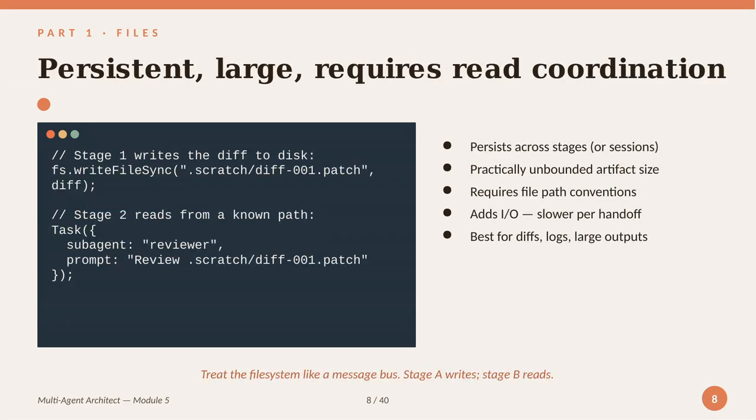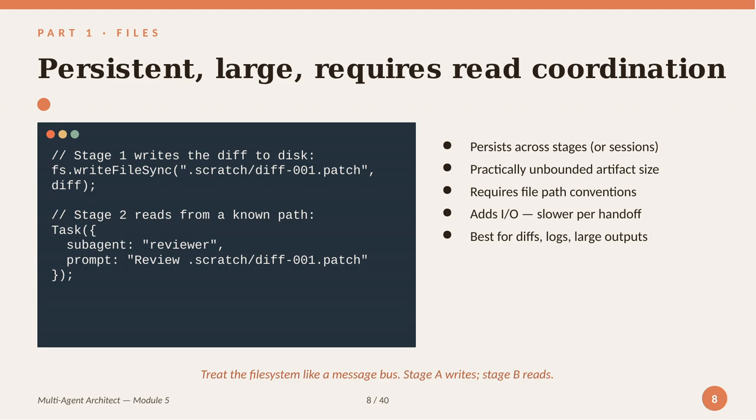State in files. The right tool when the artifact is bigger than a comfortable prompt embed. The pattern. Stage 1 writes the artifact to a known path. Stage 2 reads from that path. Both stages need to agree on the convention. Where does state live? What's it named? When is it cleaned up? We'll cover the scratch directory convention in 2 slides.